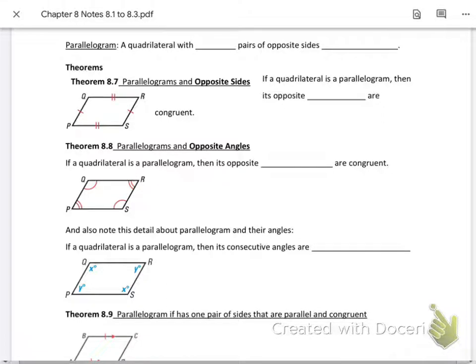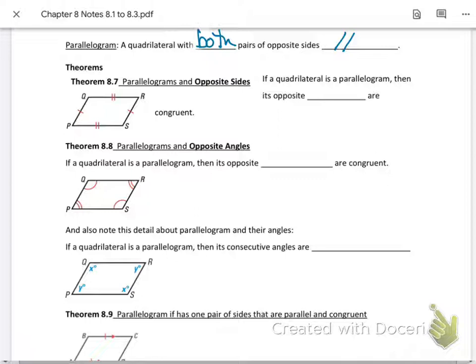Okay, here we're going to do the 8.2 notes. We start out with some vocabulary. A parallelogram is a quadrilateral with both pairs of opposite sides parallel. Okay, that's what makes it a parallelogram.